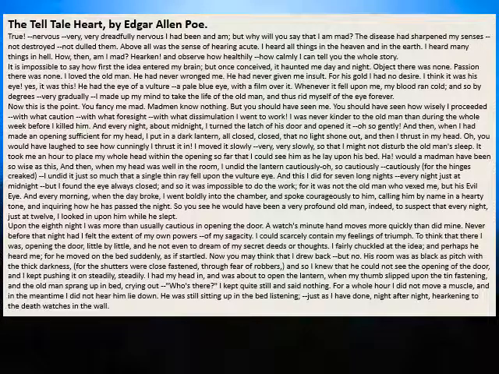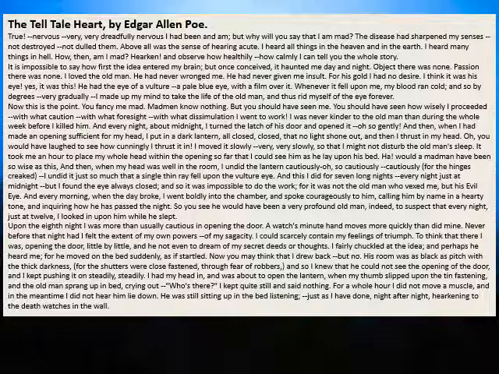The Telltale Heart by Edgar Allan Poe. True, nervous, very, very dreadfully nervous I had been and am. But why will you say that I am mad? The disease had sharpened my senses, not destroyed, not dulled them. Above all was the sense of hearing acute. I heard all things, in the heaven and in the earth. I heard many things in hell. How, then, am I mad? Hearken, and observe how healthily, how calmly I can tell you the whole story.